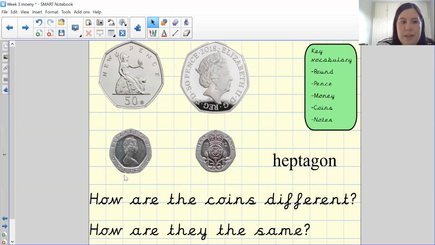So what is different? This is worth 50 and this is worth 20. The 50p is larger than the 20p.